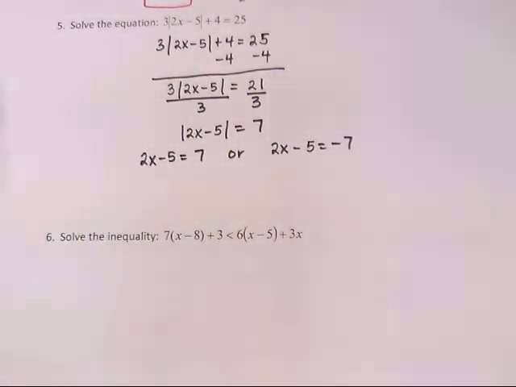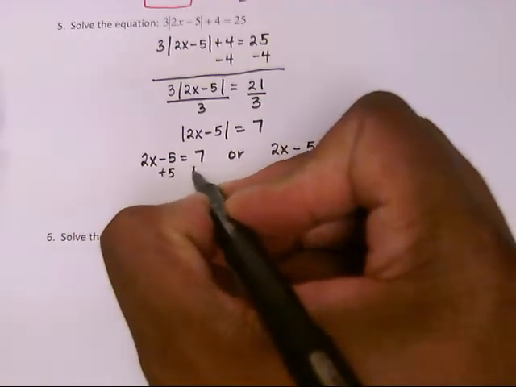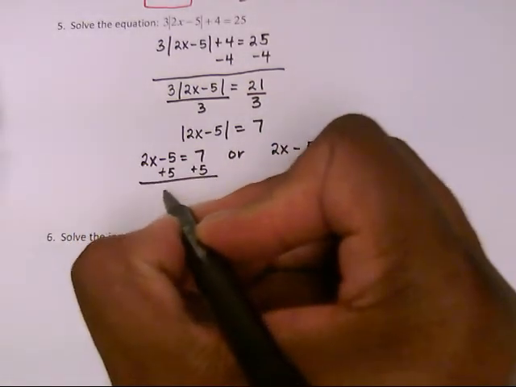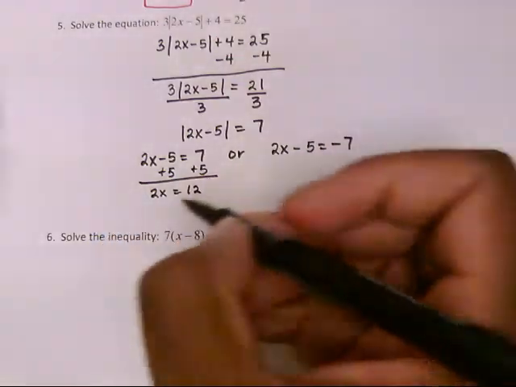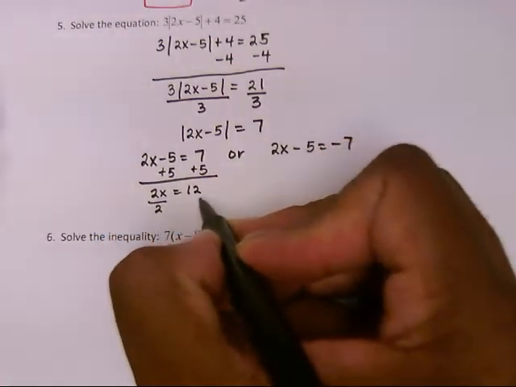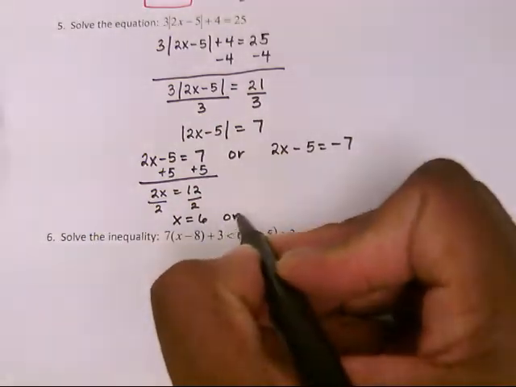And now for each equation I will solve for x. So for 2x minus 5 is equal to 7, if I add 5, I'm going to get 2x is equal to 12. Divide both sides by 2, you'll get x is equal to 6.